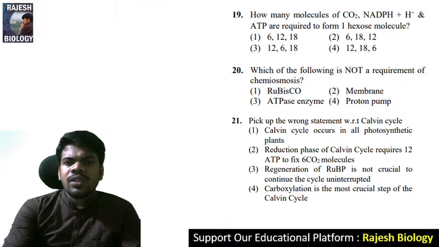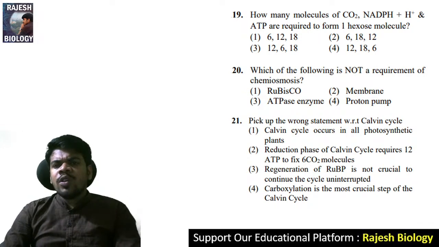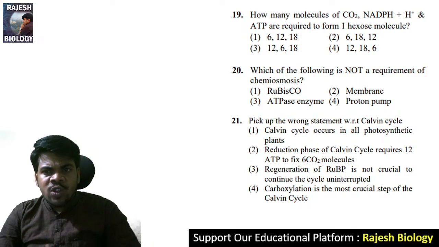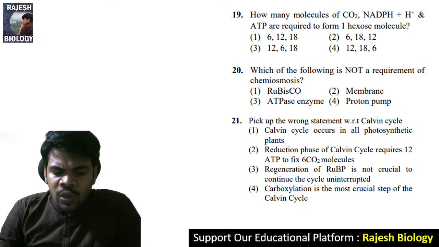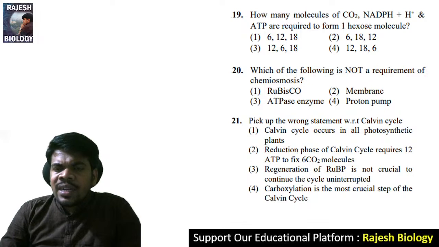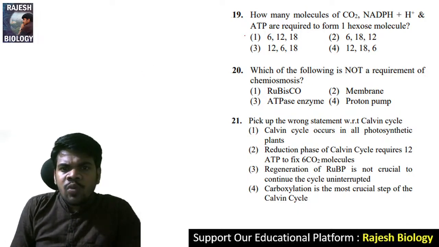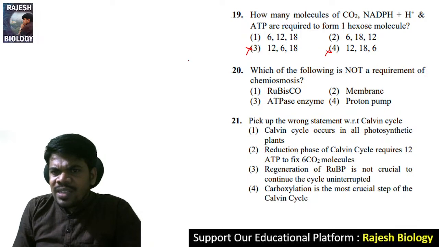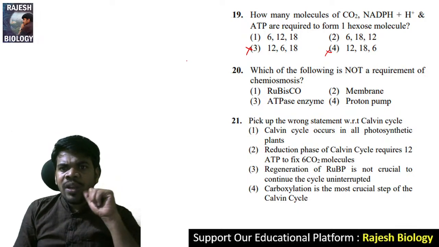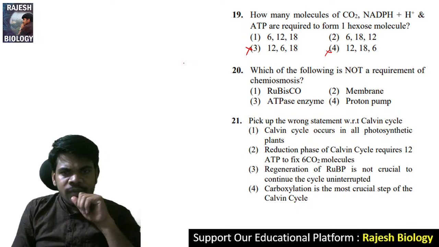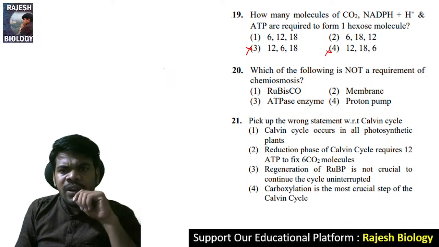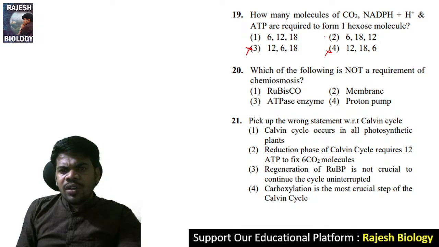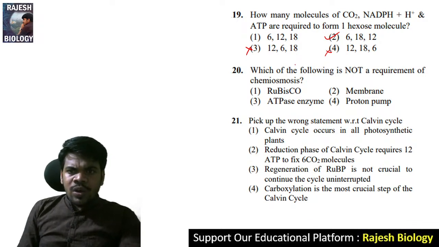Okay. Next, 19th question. How many molecules of carbon dioxide, NADPH plus H plus and ATP are required to form one hexose molecule? To form one hexose molecule, how many carbon dioxides? Hexose means 6 carbons. So it is not 12. It is 6 only. Any of the options 1 and 2. Hexose sugar, so 6 carbons, CO2. And NADPH, how many do they require? And H plus ions, how many do they require? If there are 6 carbons, how many hydrogen ions and how many NADPH are required? That is the right answer. NADPH are 18 and hydrogen ions are only 12.